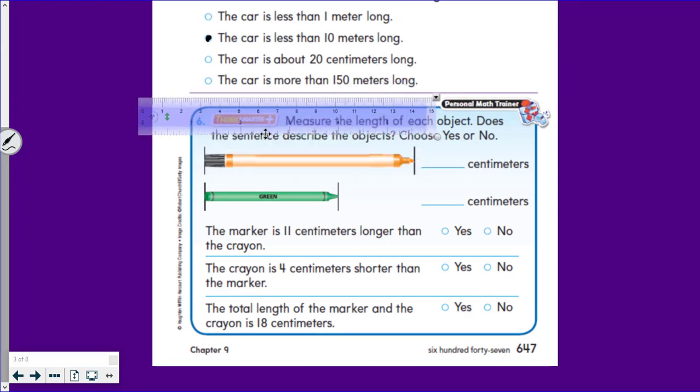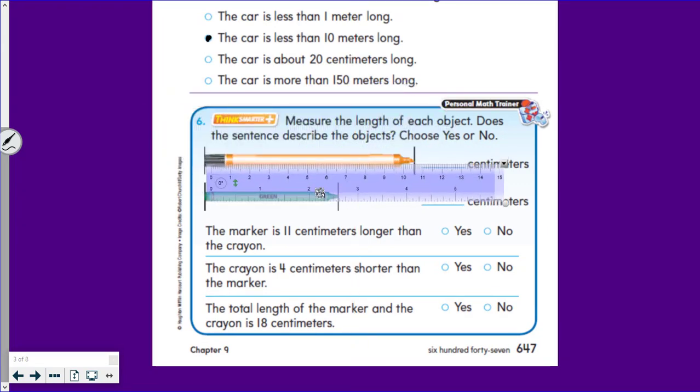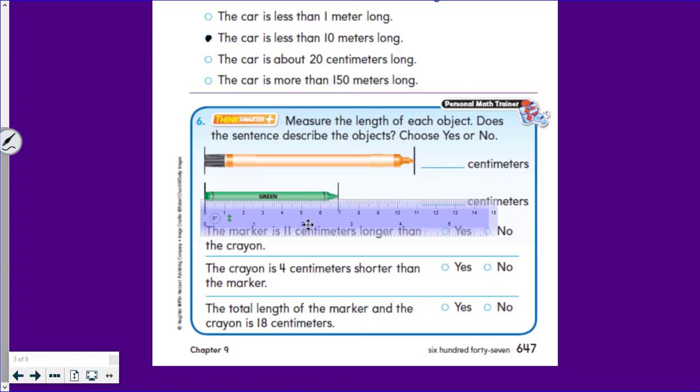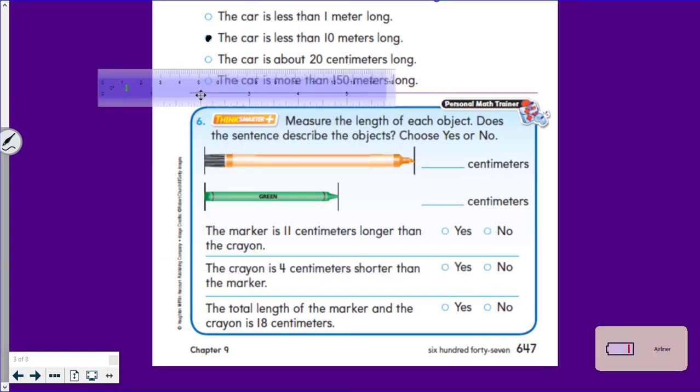All right, so we got to measure these objects. So let's see. The marker is about 11 centimeters, and the crayon is about 7 centimeters. Okay. So we've got 11 and 7. The marker is 11 centimeters longer than the crayon. No. The crayon is 4 centimeters shorter than the marker. Let's see. 11, 10, 9, 8, 7. Yes. Okay. Last one. The total length of the marker and the crayon is 18 centimeters. 11 plus 7 equals 18. Yes.